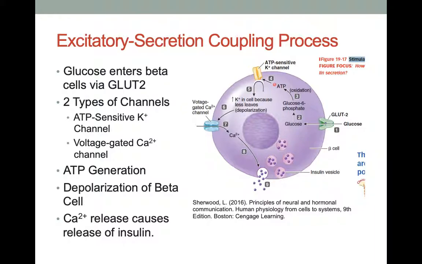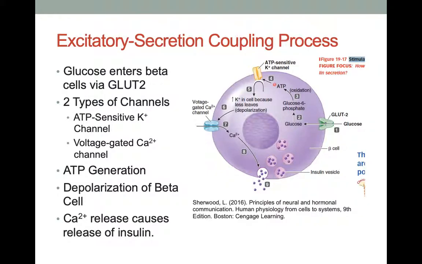Okay, now there are two types of channels that are important in this whole process. There's an ATP-sensitive potassium channel and then a voltage-gated calcium ion channel. Once this ATP is generated through the phosphorylation and oxidation of the glucose 6-phosphate, that ATP can then act on the ATP-sensitive potassium channel, which is normally open and allows potassium ions to leak out of the cell.